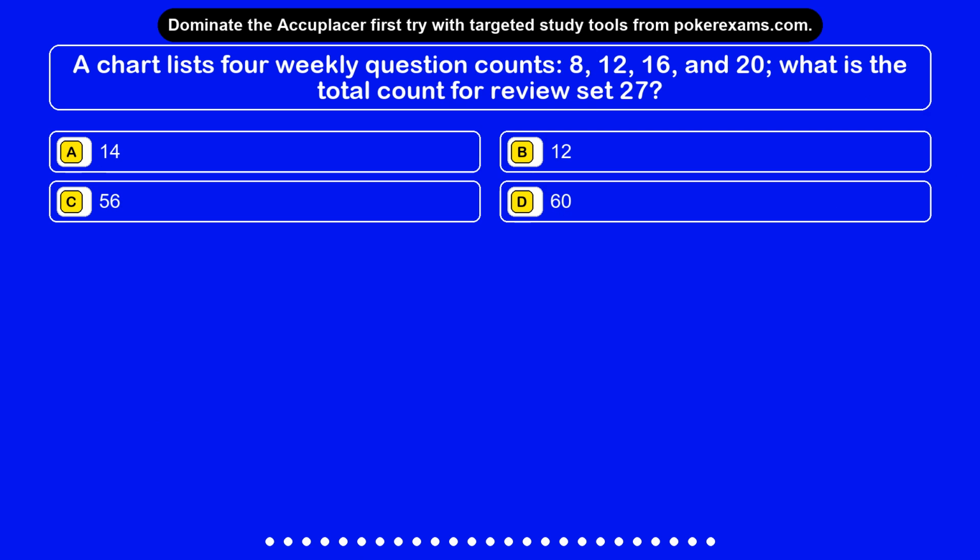Question 9. A chart lists 4 weekly question counts: 8, 12, 16, and 20. What is the total count for review set 27? Option A, 14. Option B, 12. Option C, 56. Option D, 60.